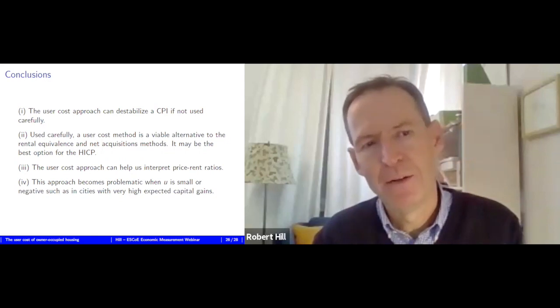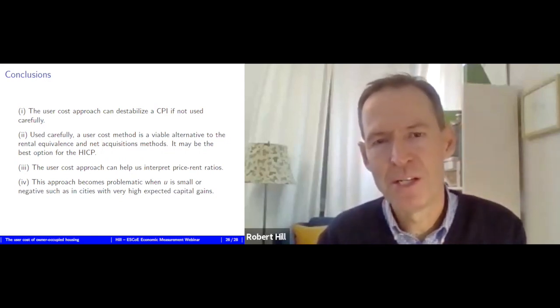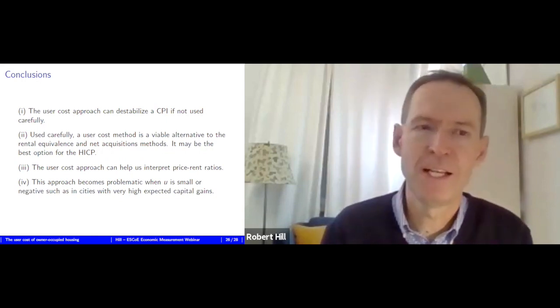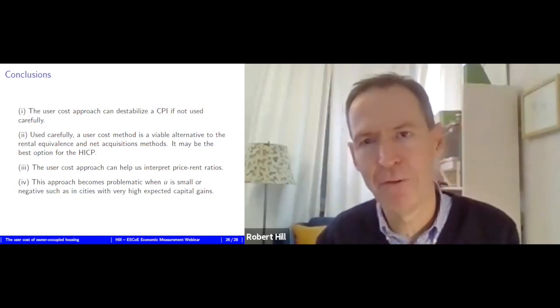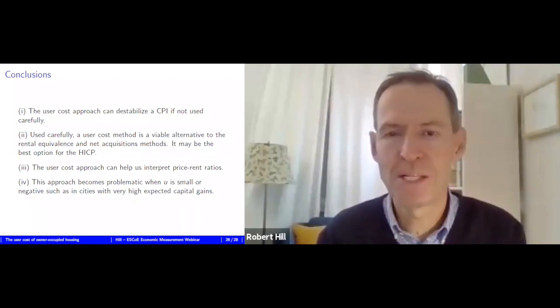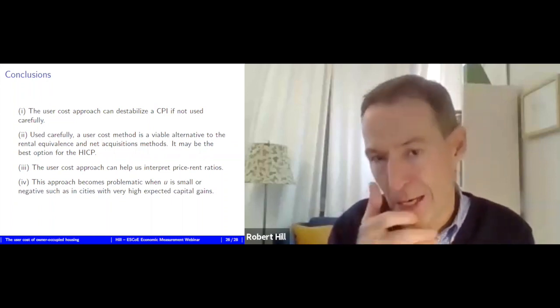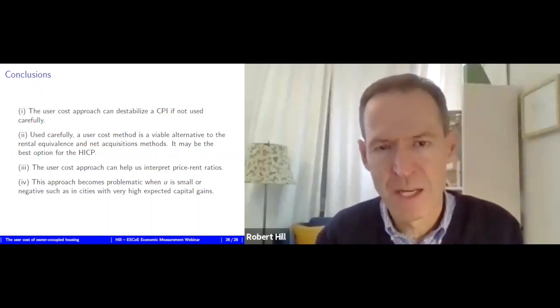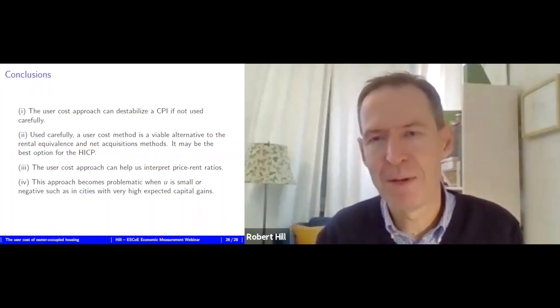And then regarding interpreting price-rent ratios and finding an equilibrium price-rent ratio, again, you have to be careful, particularly when you're dealing with a city or country where U is small. When it's close to zero, then small changes in these parameter values can have a big impact, and even more so if the expected capital gains are large enough to cause U to go negative.